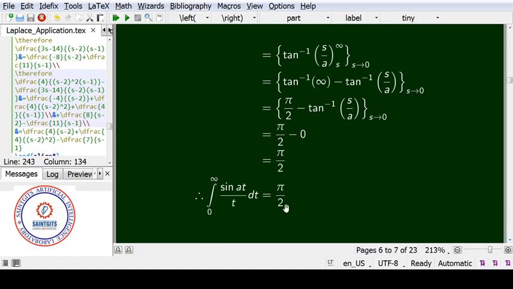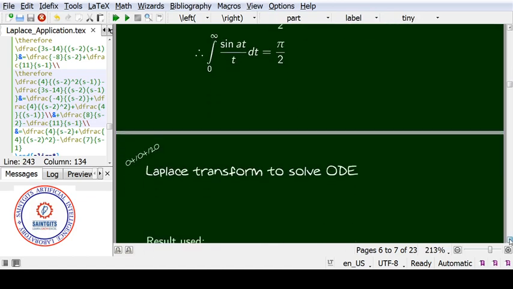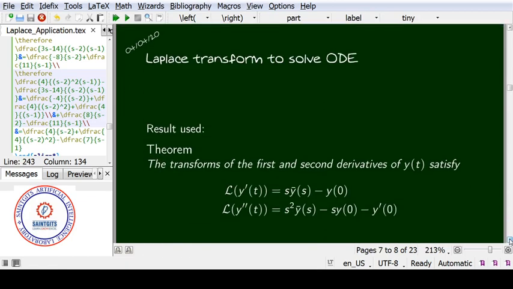We got the same result using our Fourier transform also. Actually, these types of integrals can be evaluated without much effort in the transformed domain. So it is again a wonderful use of Laplace transform to evaluate this integral of the sigmoid function. Now we are going to discuss the second important application, that is Laplace transform to solve ODE.